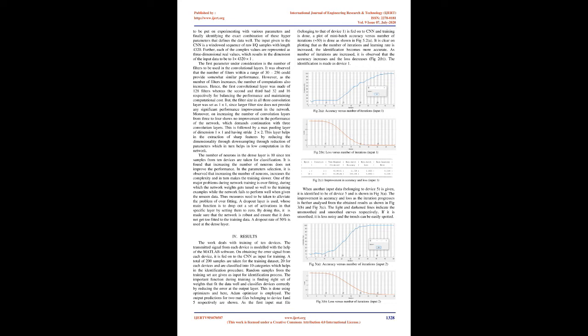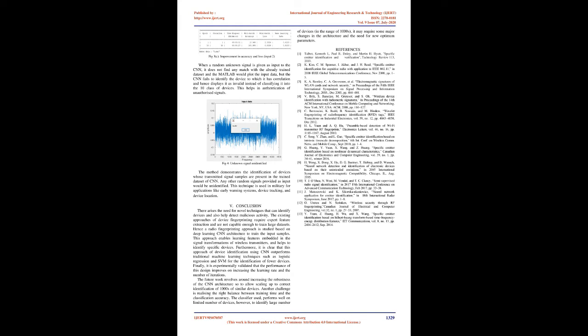One of the major problems during network training is overfitting, during which the network weights get tuned so well to the training examples that the network fails to perform well when given unseen data. Thus measures need to be taken to alleviate the problem of overfitting. A dropout layer is used, whose main function is to drop out a set of activations in that specific layer by setting them to 0. By doing this, it is made sure that the network is robust and does not get too fitted to the training data. A dropout rate of 50% is used at the dense layer.